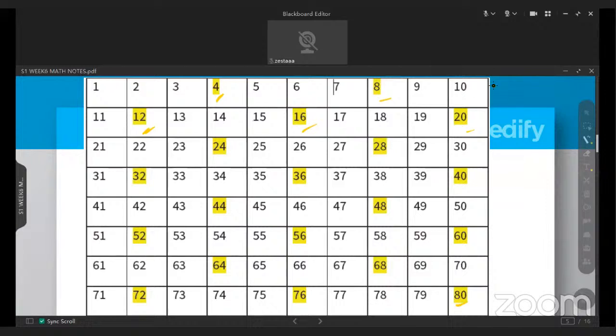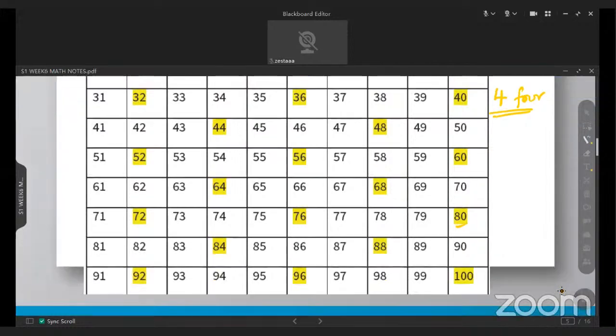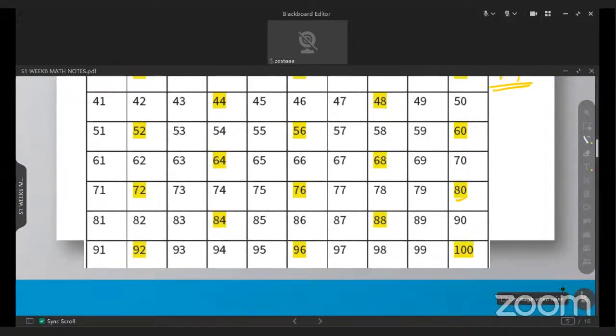Teacher, it's 4. They are multiples of 4. How did you know? Every number, starting from 4 itself, if you keep adding 4, you get the next number, teacher. So this is what he is saying, that every number, when you add the 4, you get the next number.